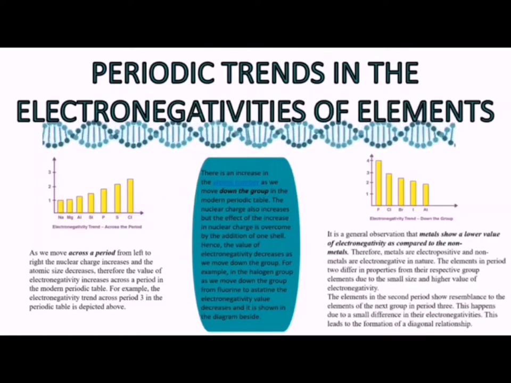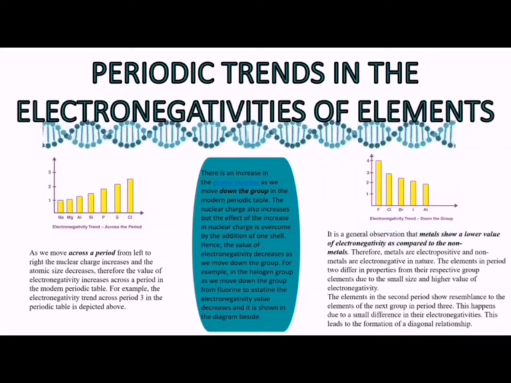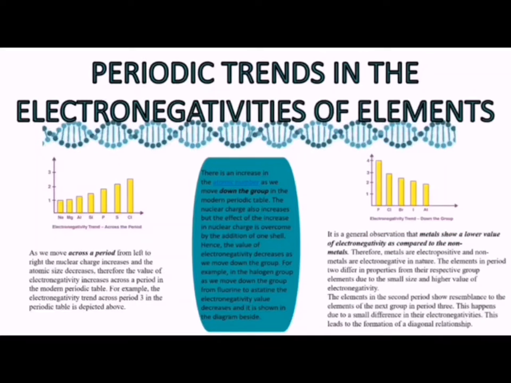It is a general observation that metals show a lower value of electronegativity as compared to non-metals. Therefore, metals are electropositive and non-metals are electronegative in nature.